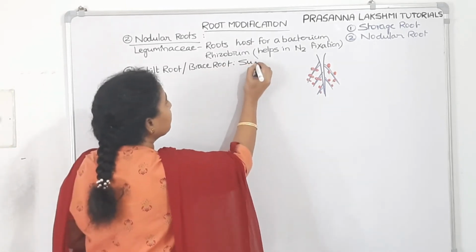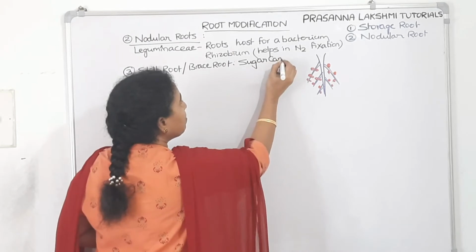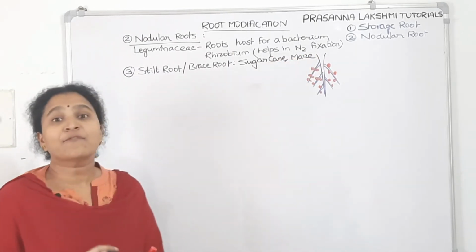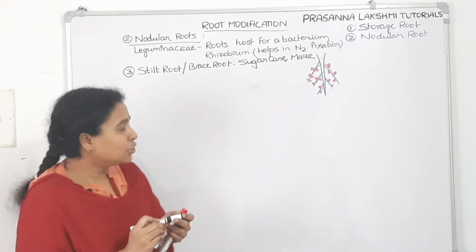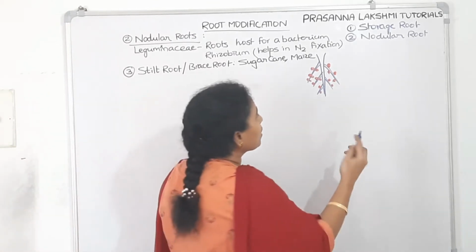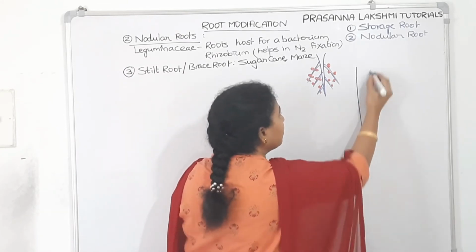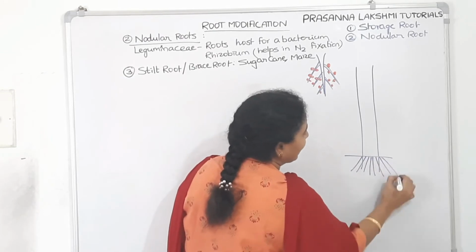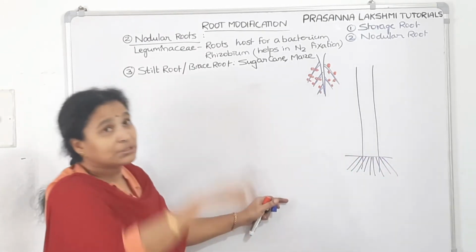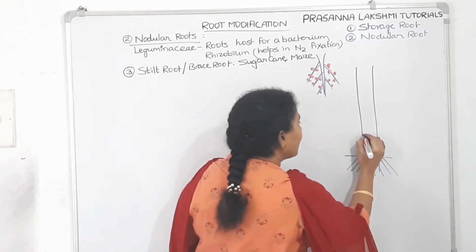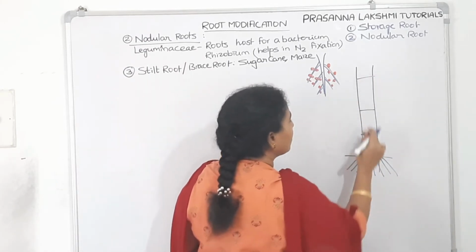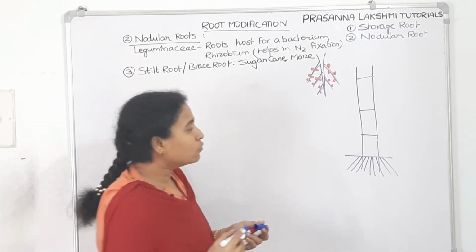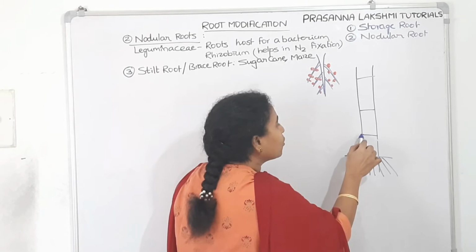found in sugarcane and maize plants. Stilt roots and brace roots are found in sugarcane and maize plants. In sugarcane and maize, the sugarcane plant grows very tall. It's a monocot. Now the roots which are present inside the soil might not be sufficient to give support to that tall plant. So from the nodes which are near to the soil, 1, 2, 3 nodes. The upper node is very above from the soil. From the nodes which are near to the soil, roots will arise.